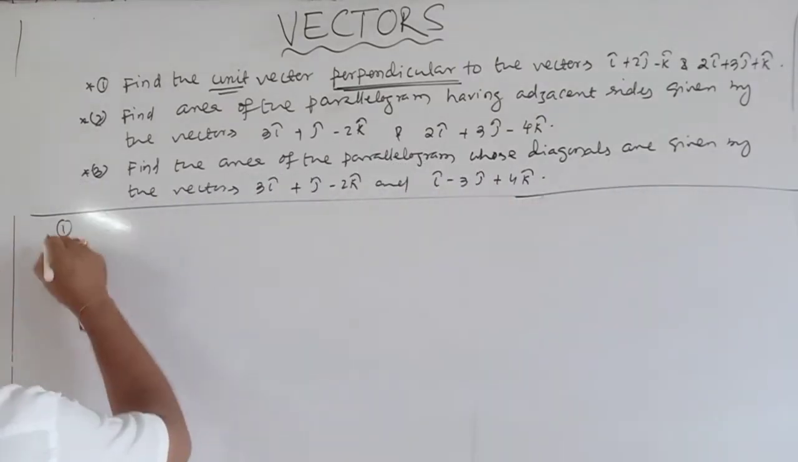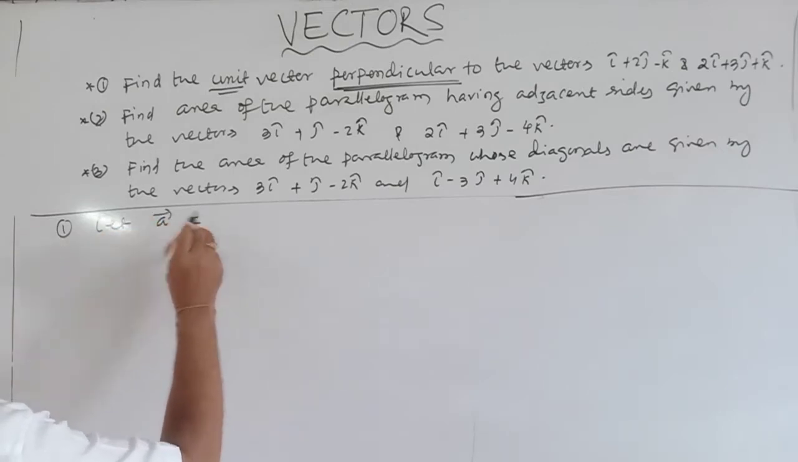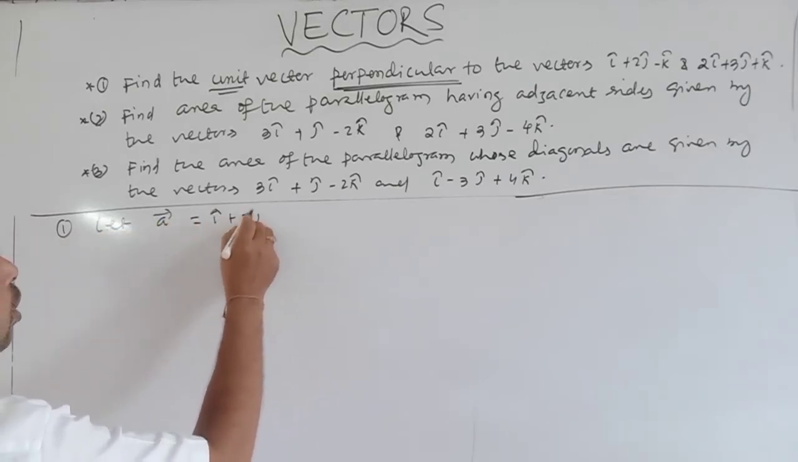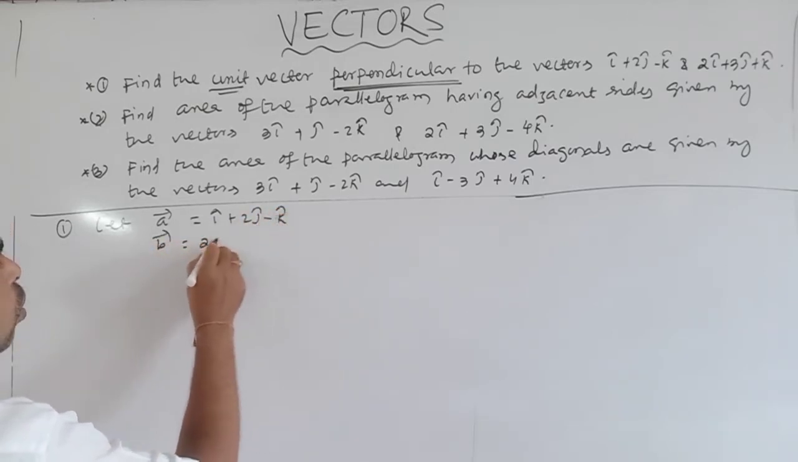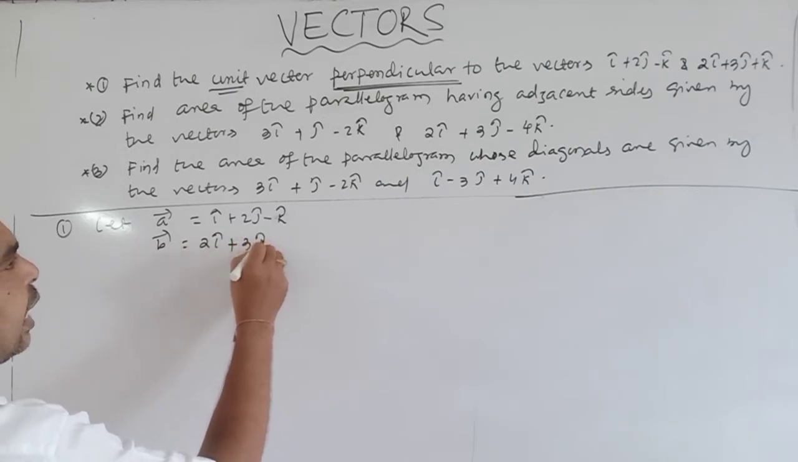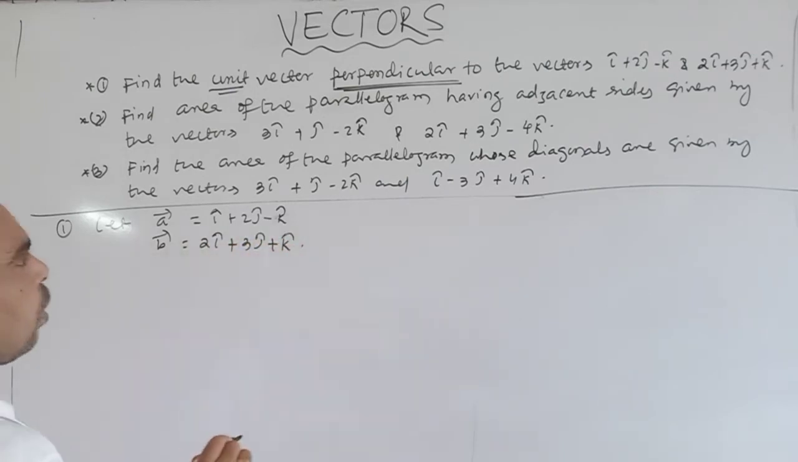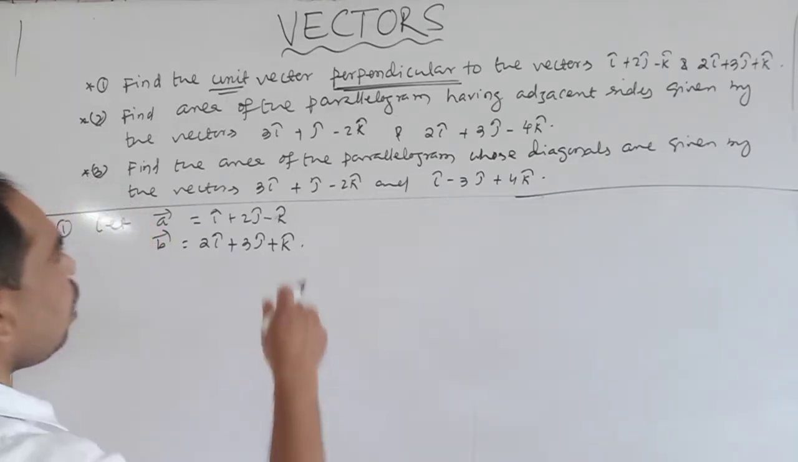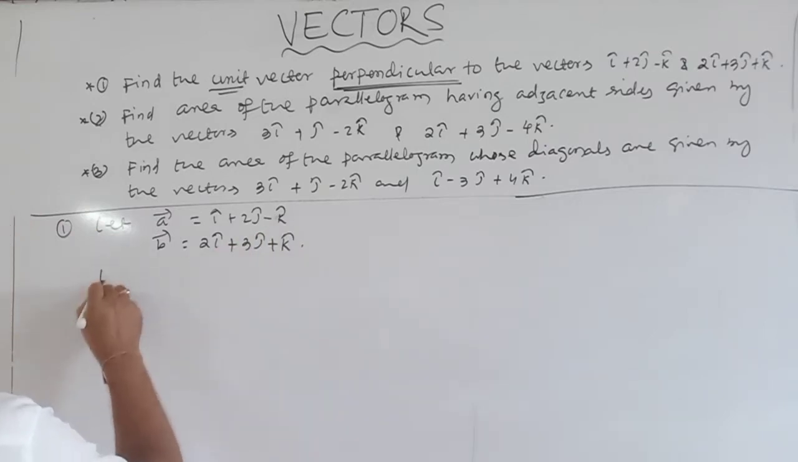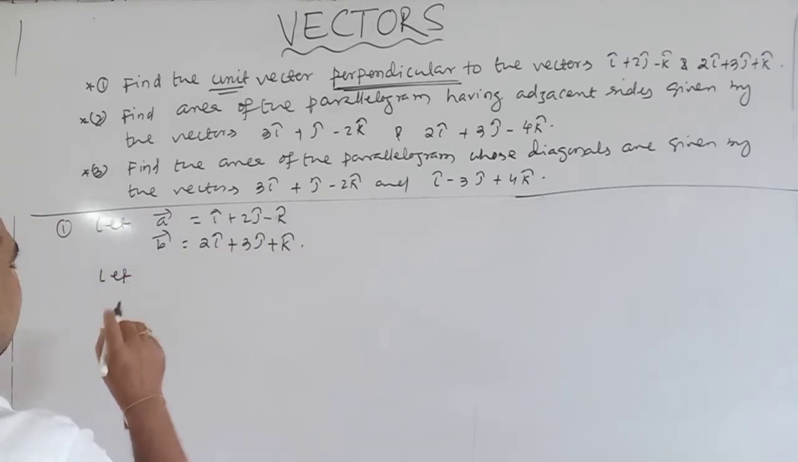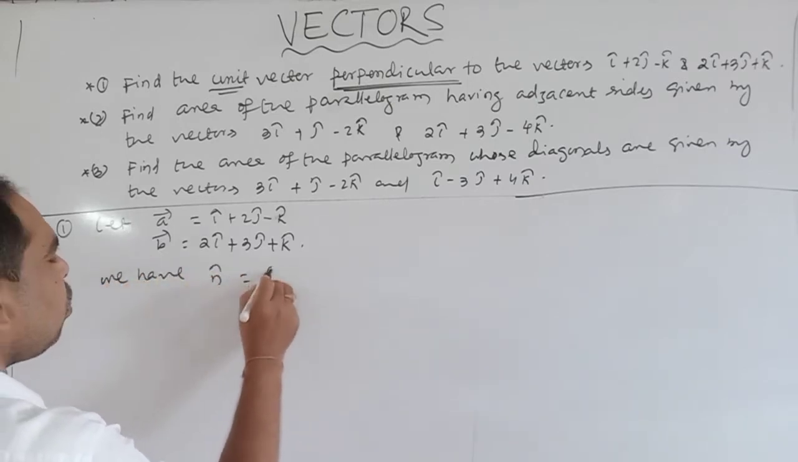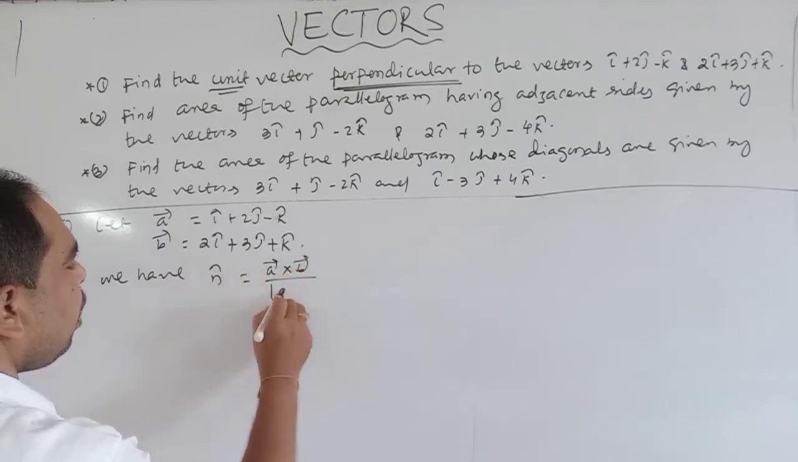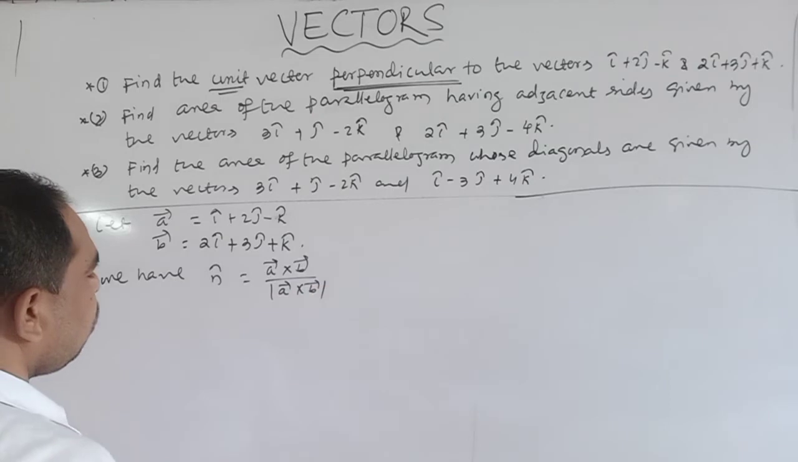Question number 1, let a vector is equal to i cap plus 2j cap minus k cap. B vector is equal to 2i cap plus 3j cap plus k cap. Okay. So find unit vector perpendicular to both a and b. We have n cap is equal to a cross b divided by mod of a cross b. So n cap is unit vector.